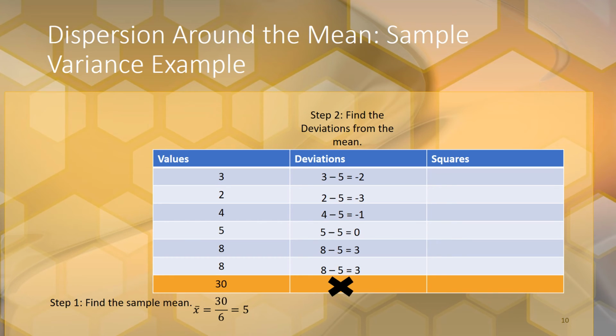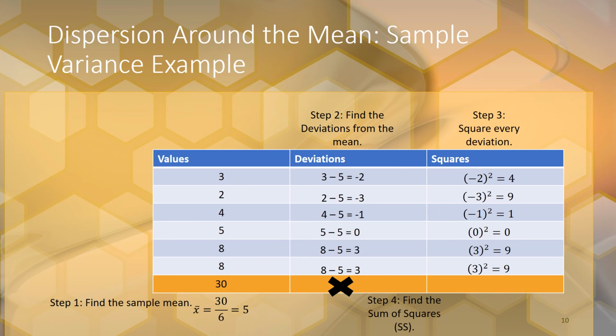Okay, and again, you're not going to add up those deviations because they're just going to add up to 0. So after you subtract the mean off for each of the values, then you're going to go to step 3, which is to square every deviation. So we're going to take negative 2 squared, which is 4, negative 3 squared, which is 9, and so on. And then step 4, again, is to find the sum of squares. And that's going to be 32, which is the sum of all those values in the squares column.